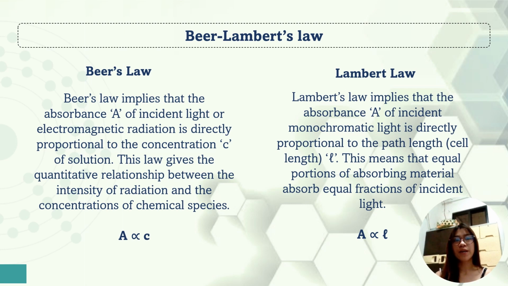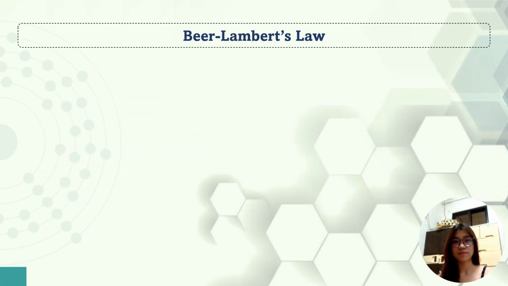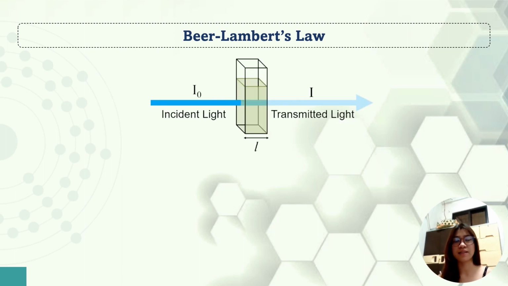The Beer-Lambert law is based on two different laws. Lambert's law states that when monochromatic light passes through a transparent medium, the intensity of transmitted light decreases exponentially as the thickness of the absorbing material increases. While Beer's law states that the intensity of transmitted monochromatic light decreases exponentially as the concentration of the absorbing substance increases.